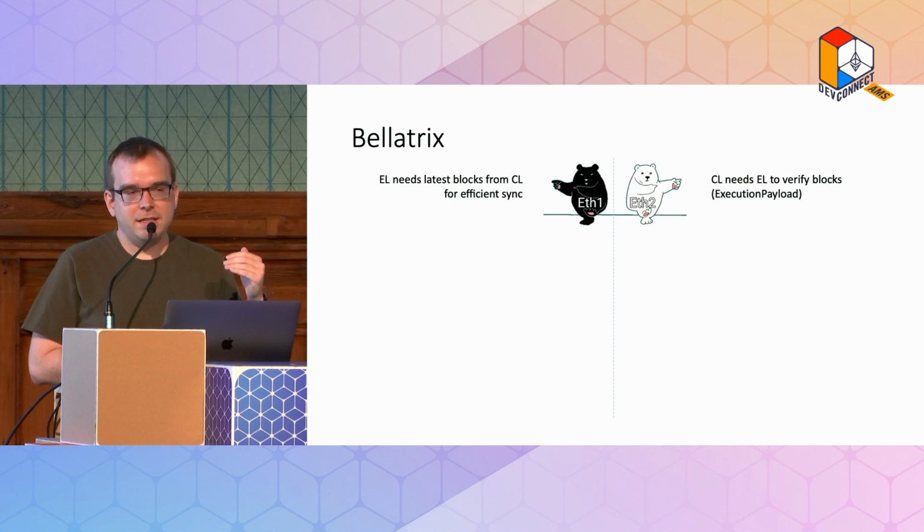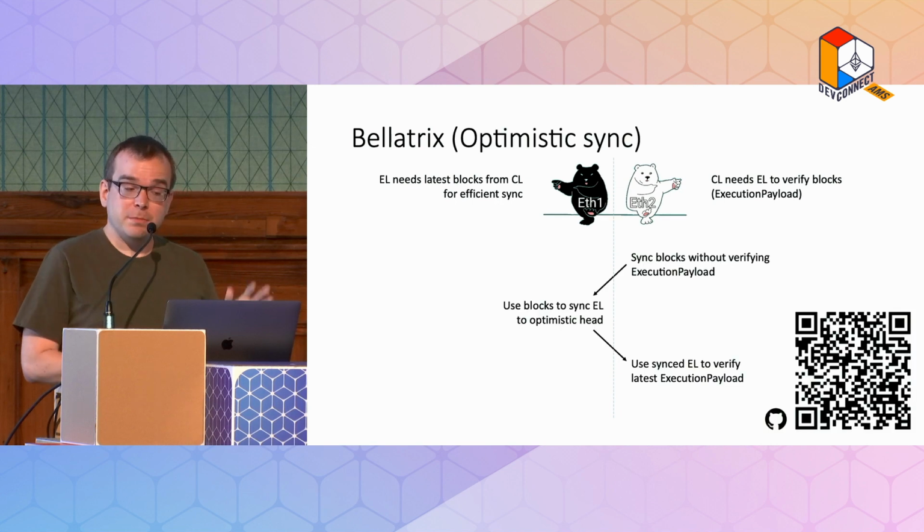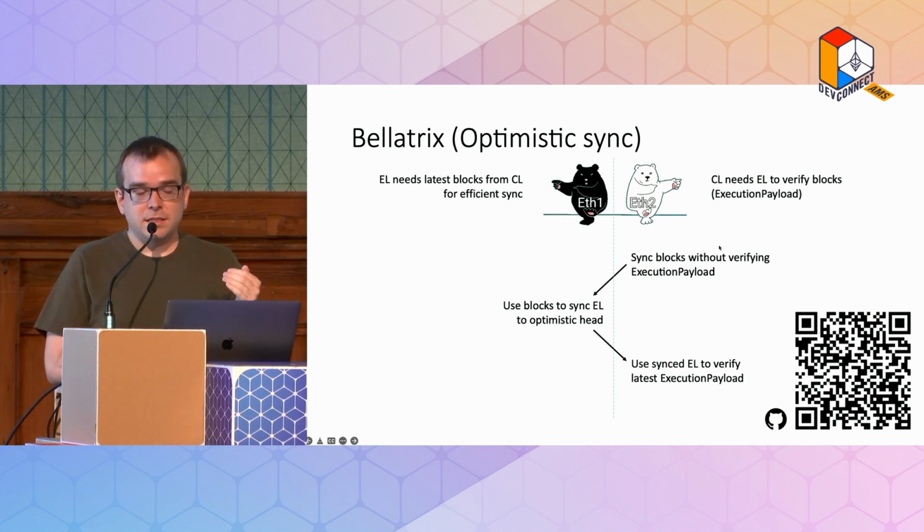So the CL needs a synced execution layer, and the execution layer needs the latest blocks to be synced. Right now there is this proposal called optimistic sync. In it, the CL starts by syncing blocks, but they only partially verify them, skipping verification of the execution payload. And then they pass it to the EL.